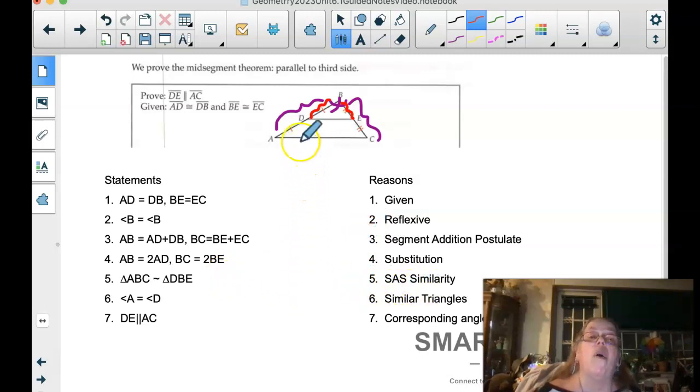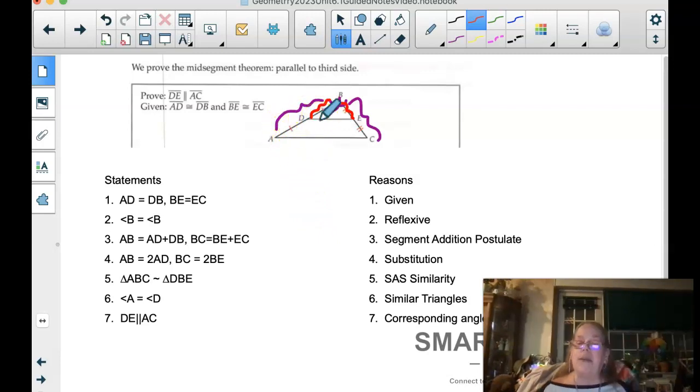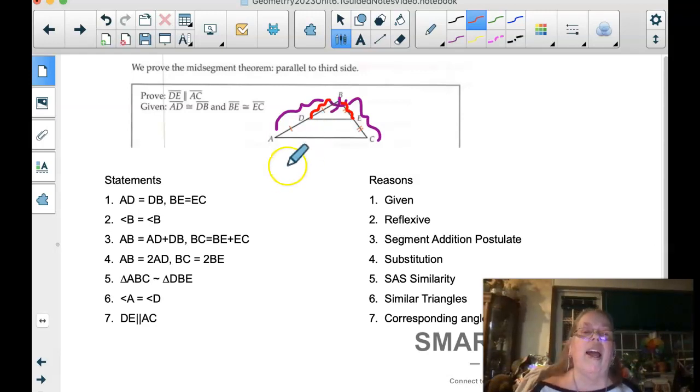And now we know that angle A is congruent to angle D, because in similar triangles, all the angles are congruent. I hope you remember that from the last section, because we said that a lot. And now A and D are also corresponding angles. They're angles in the exact same position on a different line. Therefore, these two lines are parallel, because if corresponding angles are congruent, the lines are parallel.